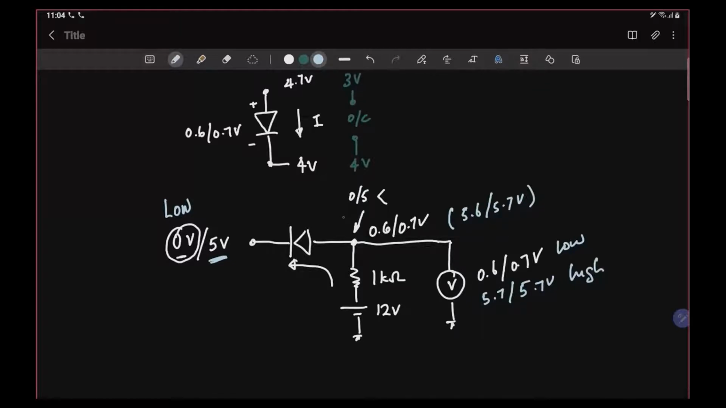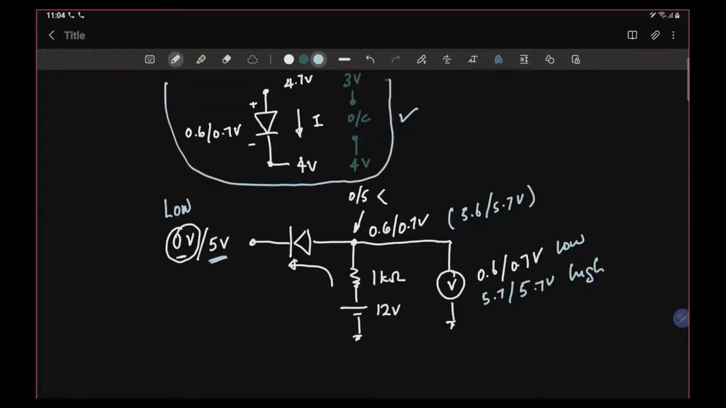Okay, so if you have more than one branch, then you can deduce what you're going to expect. And then you can see whether the diode is open circuit or short circuit, depending on the voltage on both ends of the diodes, based on this principle here.